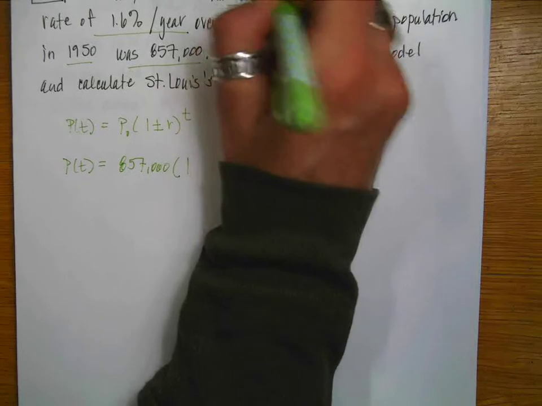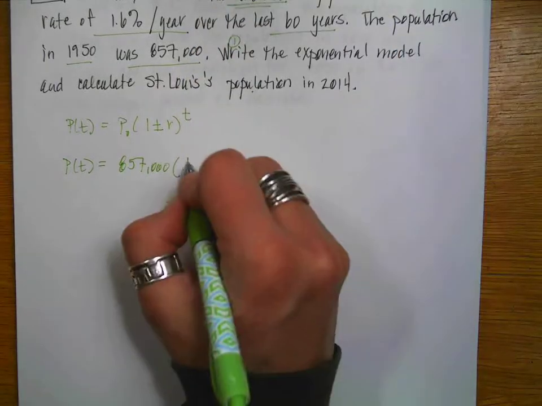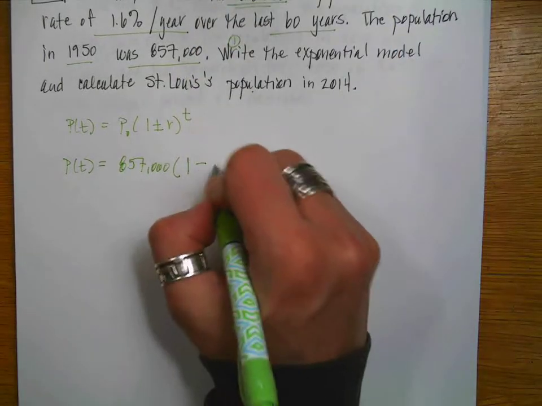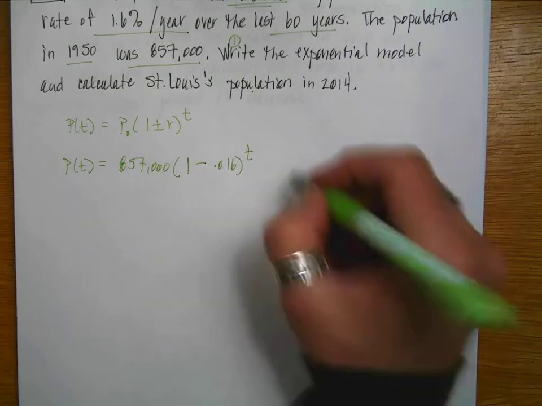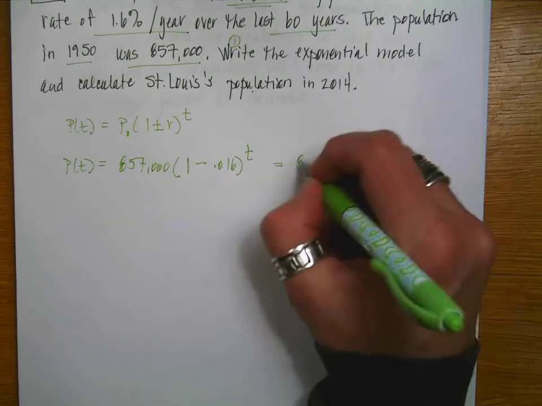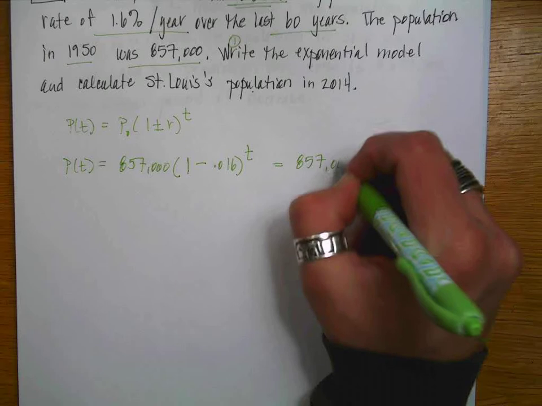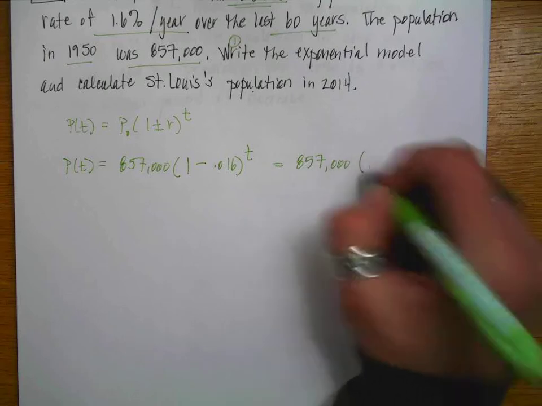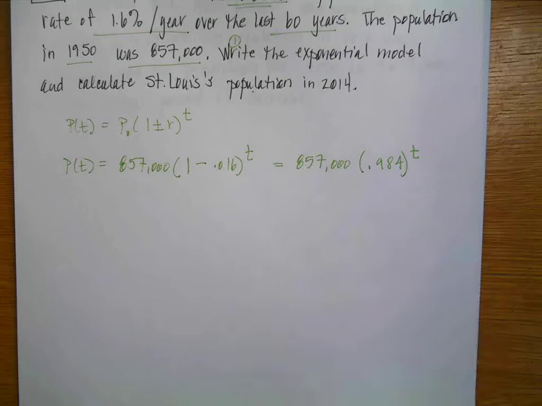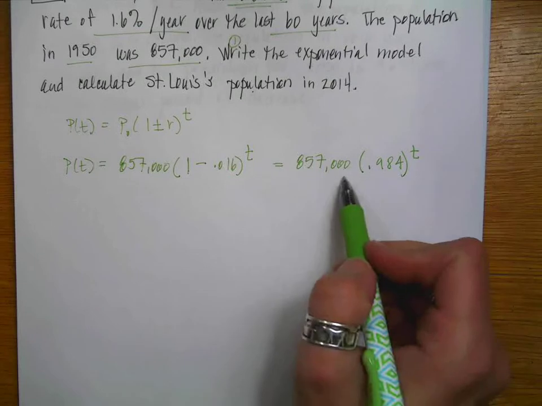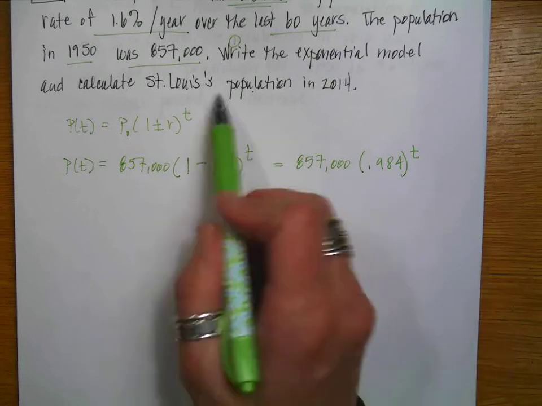And then it's declining, which means my rate is going to be negative, so it's going to be 1 minus 0.016 raised to the t. And if I clean that up a little bit, it's going to be 857 times 1 minus 0.016, which is 0.984, raised to the t. So this is our model.